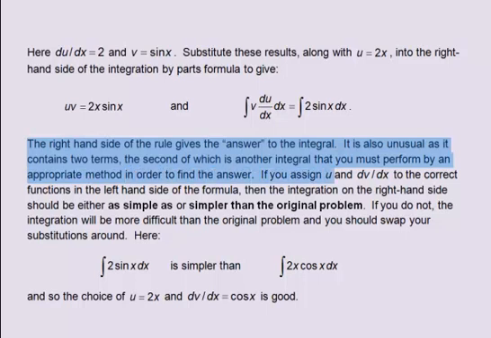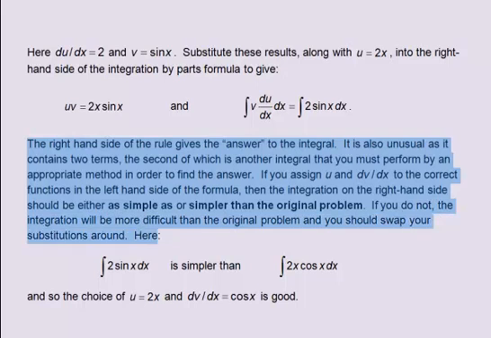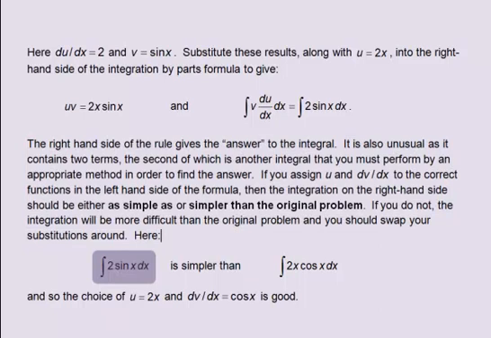If you assign u and dv by dx to the correct functions in the left hand side of the formula, then the integration on the right hand side should be either as simple as or simpler than the original problem. If you do not, the integration will be more difficult than the original problem, and you should swap your substitutions around. Here, the integral of 2 sine x dx is simpler than the original integral of 2x cos x dx, and so the choice of u equals 2x and dv by dx equals cos x is good.